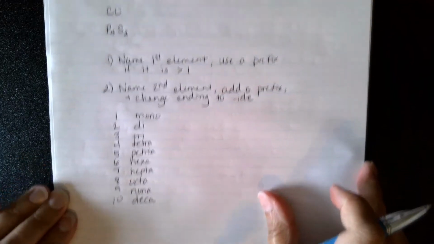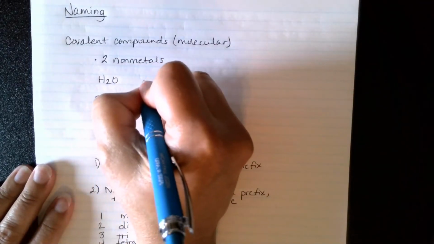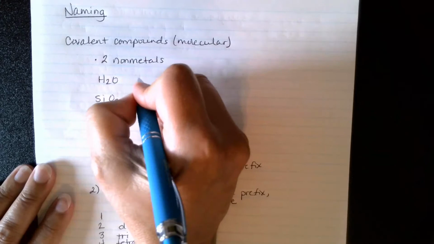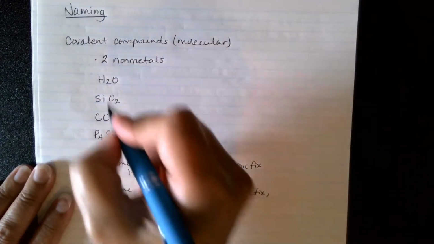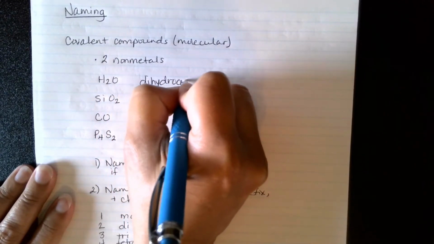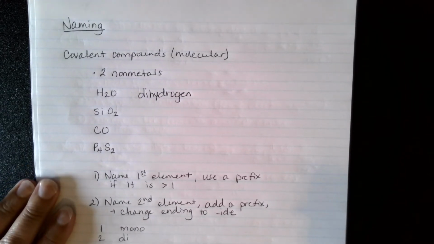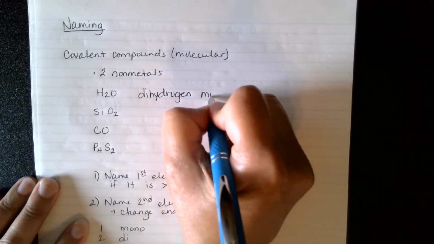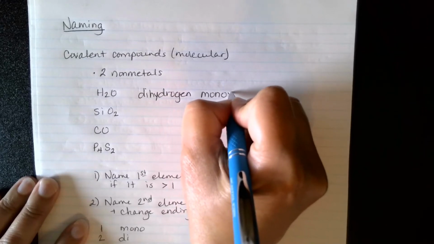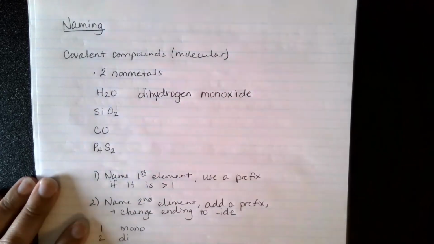Alright, so we'll go back up to examples. On the first one, I would name hydrogen, and it has more than 1, so I'm going to use the prefix for 2, which is di. So dihydrogen. Then our next element is oxygen. We're going to need a prefix all the time on the second element, and we need a prefix for 1, which is mono. And we're going to change the ending to "ide." So monoxide.